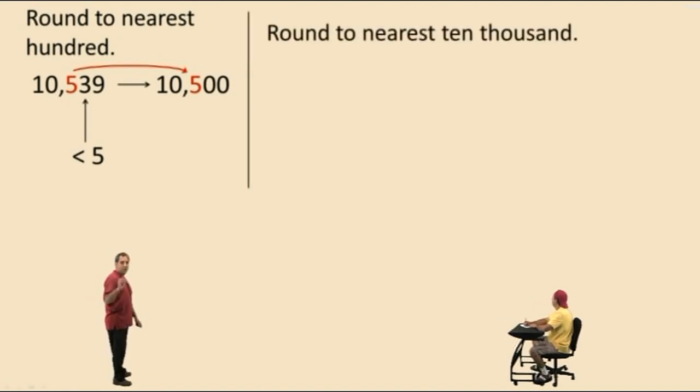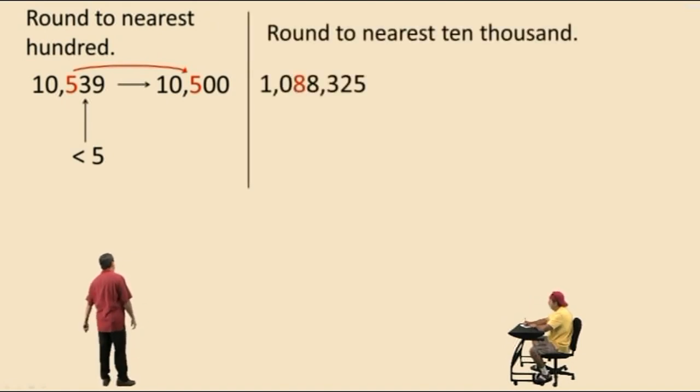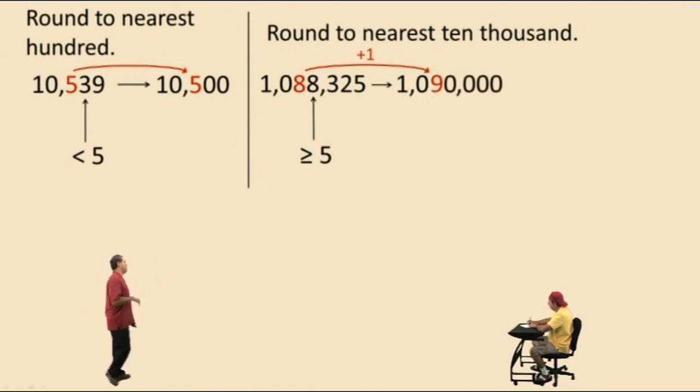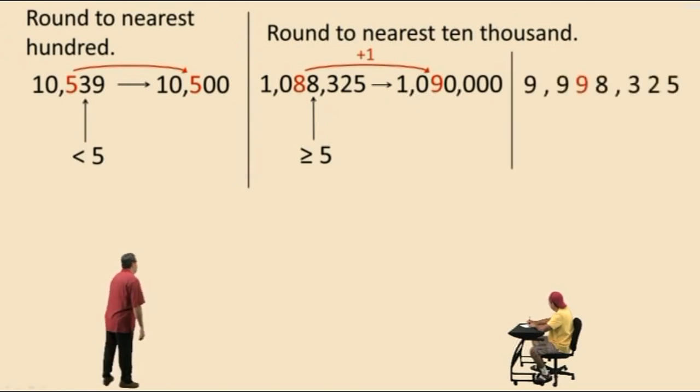Now let's round to the nearest 10,000. Here's a number, 1,088,325. Notice that red 8 is in the 10,000s place. So we go to the right, and we see an 8. That's greater than or equal to 5. So we have to increase that 8 by 1 and make it a 9. The digits in front, we bring over and write in, and all the place values to the right, we are going to replace with zeros, and there's your answer there, 1,090,000.